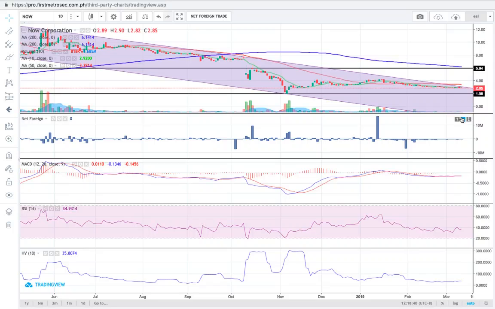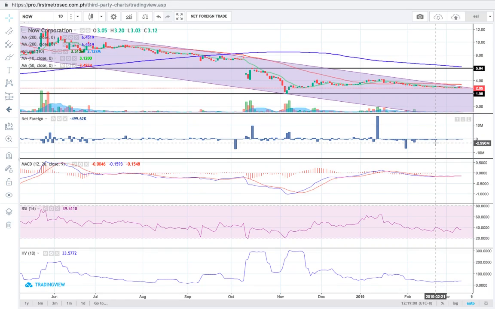What if you already have a position on Now Corporation? Let's say your average price is higher than 2.85, which is the current price. What's my recommendation then? You will need to be on top of your trailing stop loss. Now, if you're asking me, JC, what's trailing stop loss? This is the first time that I've heard of that. All I know is that you just have to buy and forget about your plan on selling. Okay, silly me.